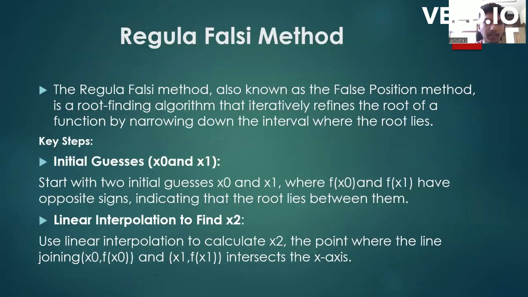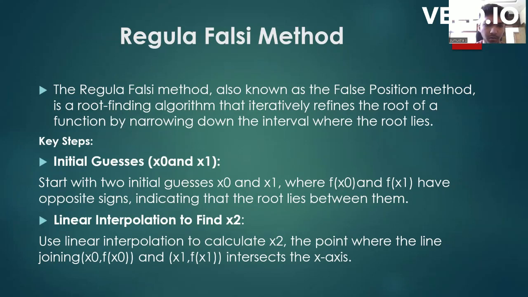Regula falsi method. The regula falsi method, also known as the false position method, is a root finding algorithm that iteratively refines the root of a function by narrowing down the intervals where the root lies. Key steps. Initial guesses x0 and x1. Start with two initial guesses x0 and x1, where f of x1 and f of x0 have opposite signs, indicating that the root lies between them.